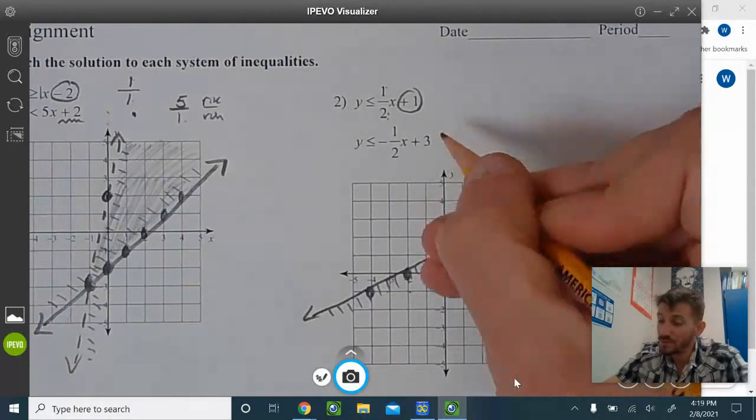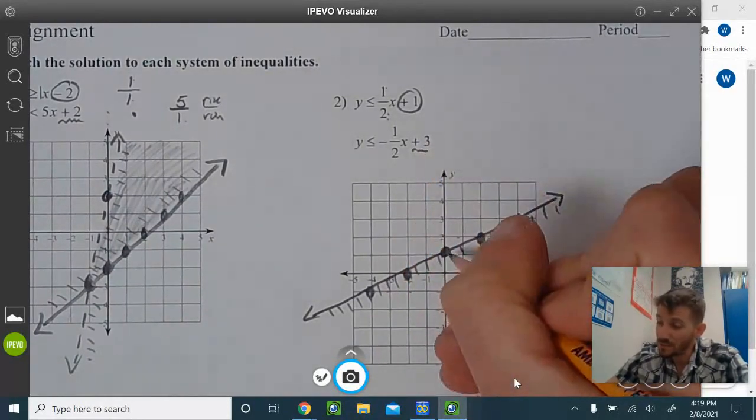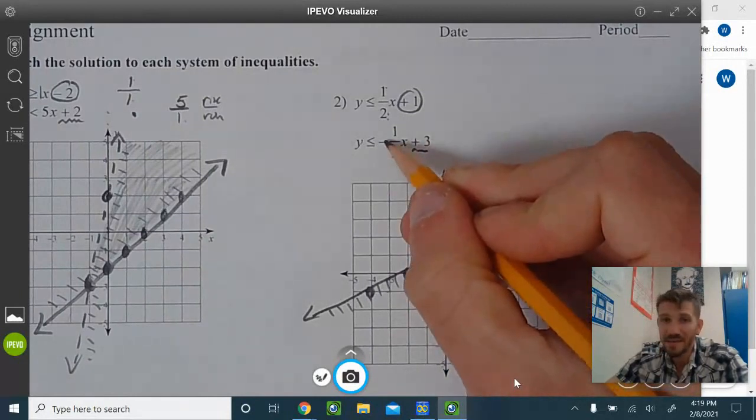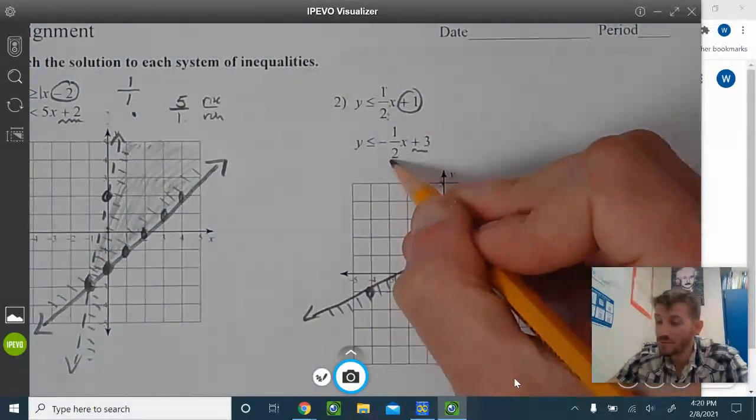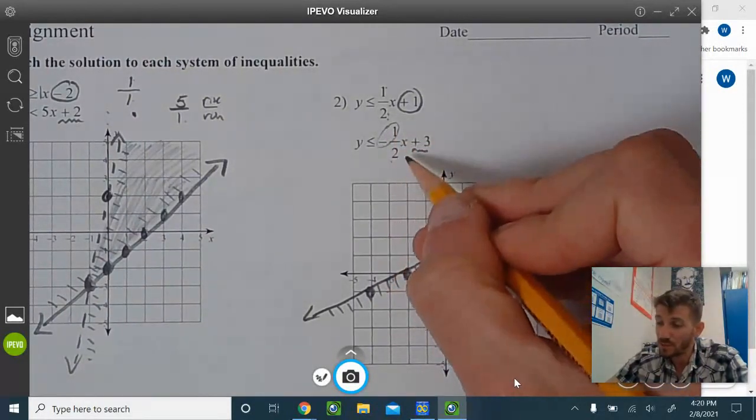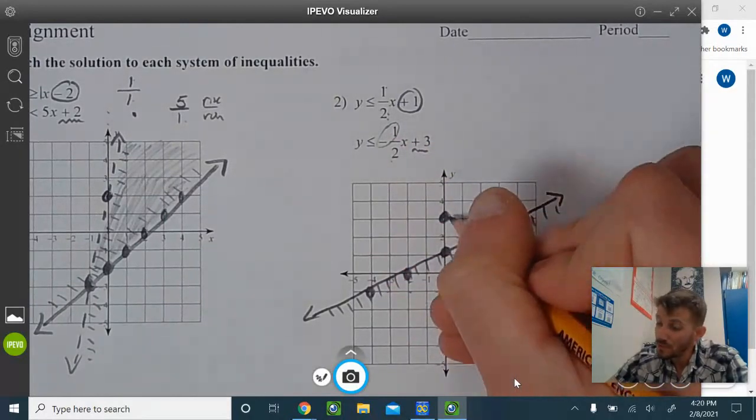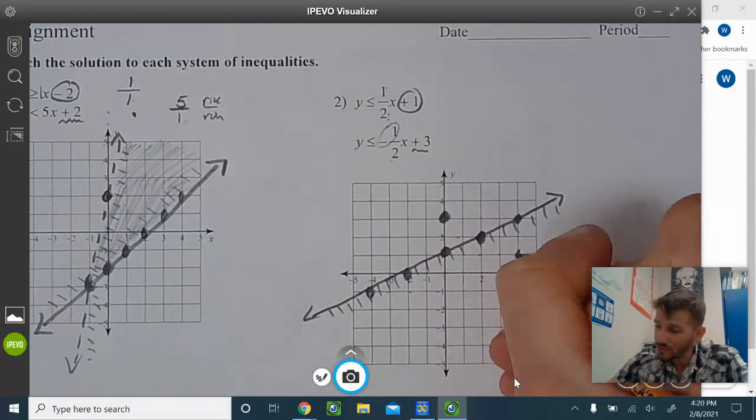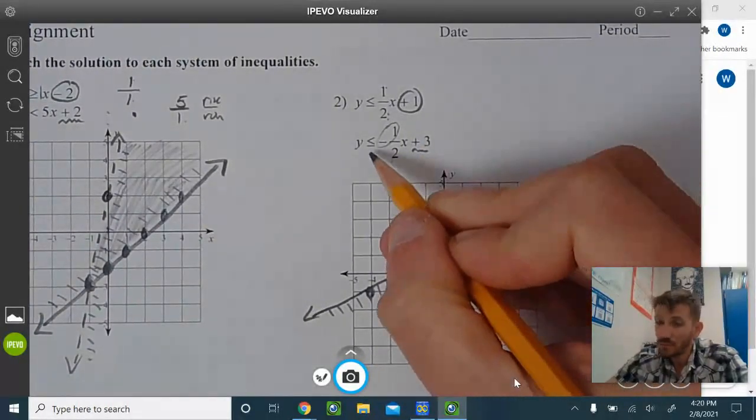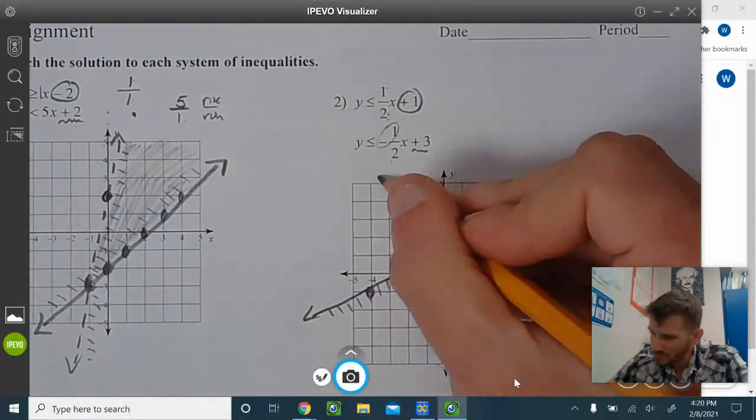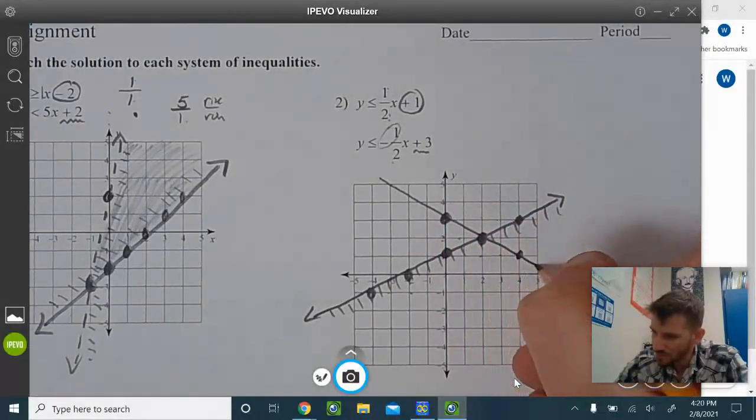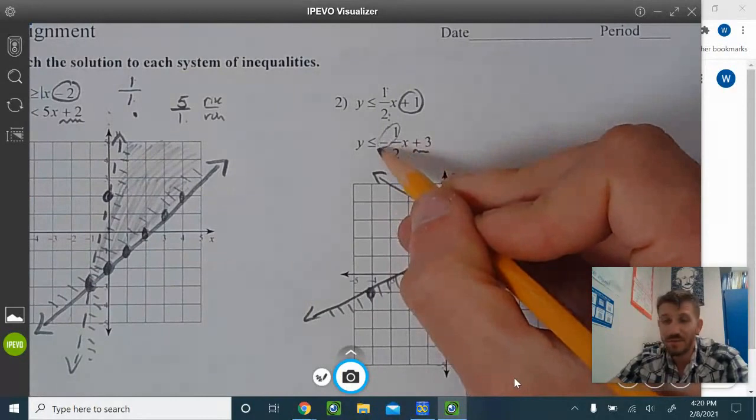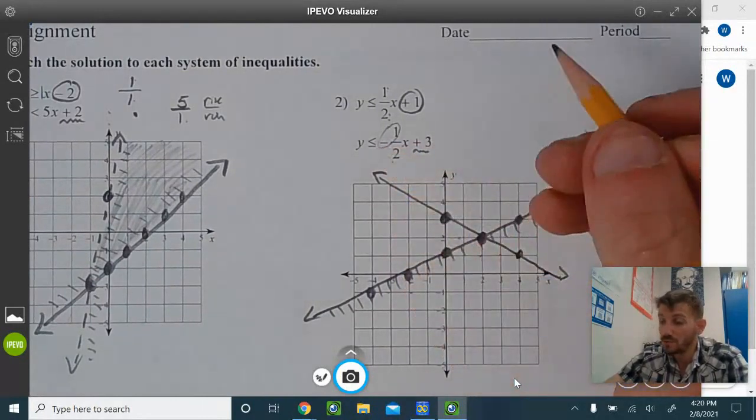Next, the second equation says +3, so I should be right here. And the slope is -1 over 2. So that means I go down 1 to the right 2, down 1 to the right 2, down 1 to the right 2. And this one is also underlined, so it should be a solid line as well. And it's a less than symbol, so I should be shading downwards.